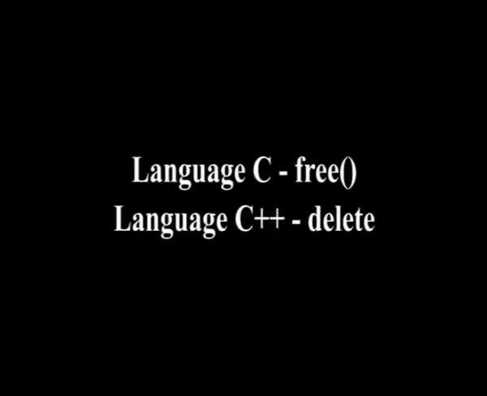To deallocate memory to the free memory pool, free function is used in language C. C++ uses delete operator to deallocate memory to free memory pool. Other languages use different syntax. It is always advisable to deallocate memory that is not required.